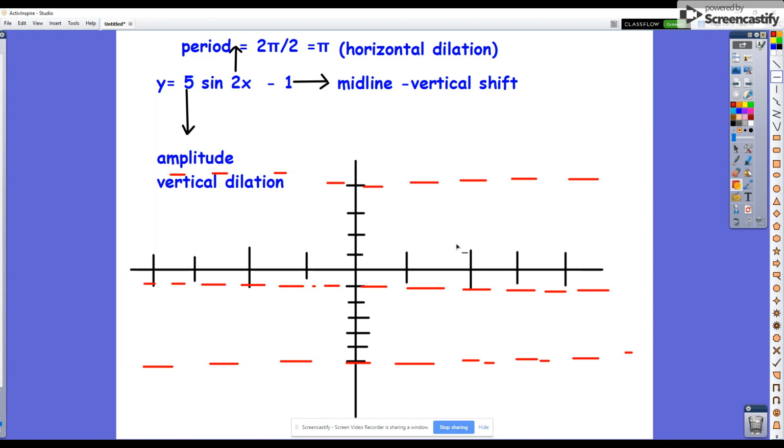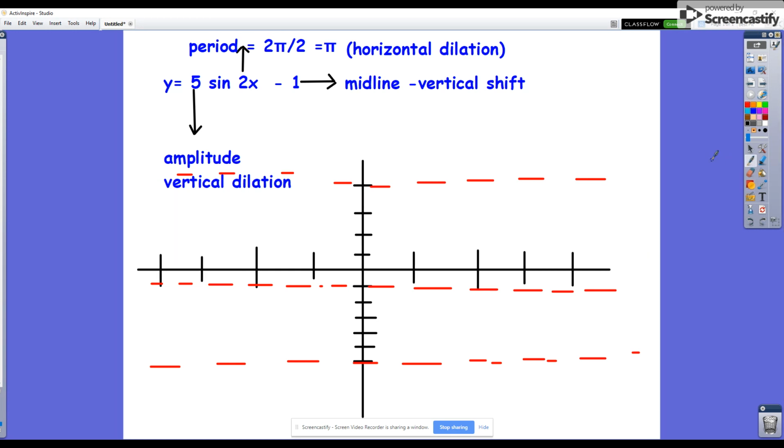So if I were to plot some points here, I'm going to get the pen and go ahead and make the graph in blue here. So let's select blue in the pen. For the sine curve, I'm going to start on the midline. Since there's no phase shift in this equation, we'll talk about that at some other point, I'm going to start on my midline.